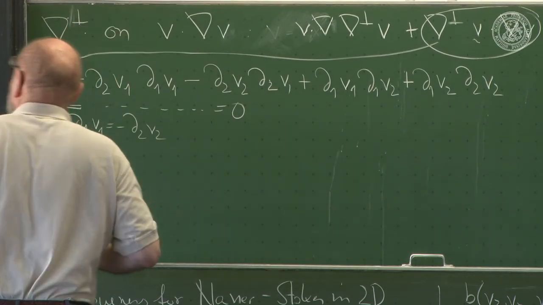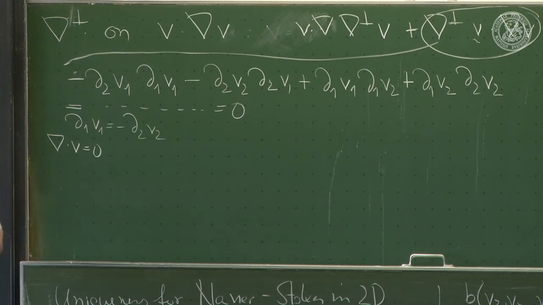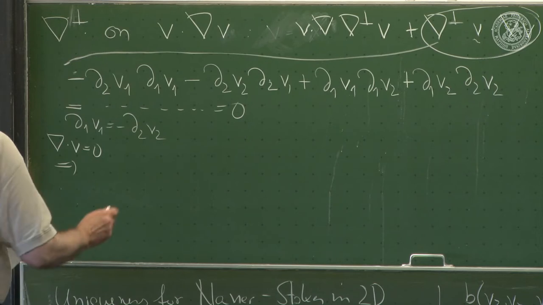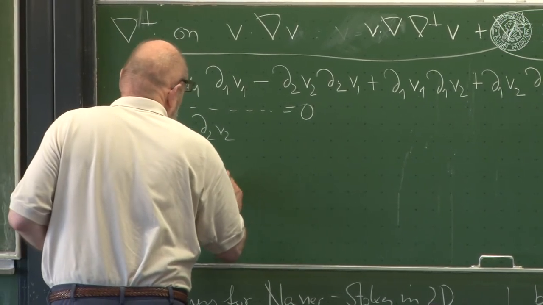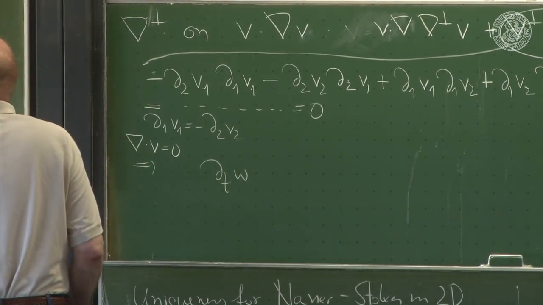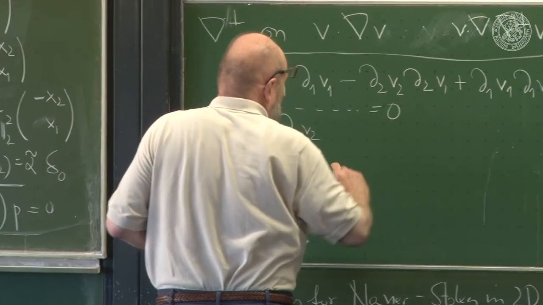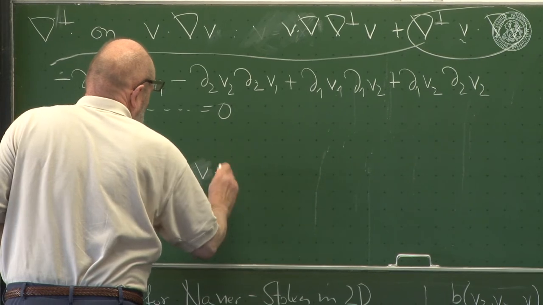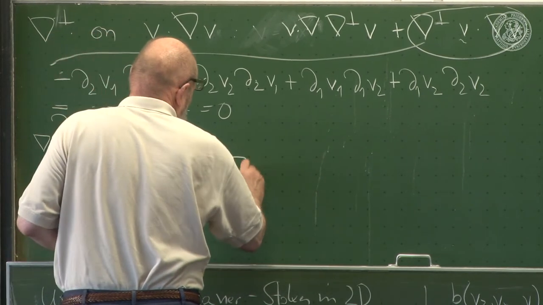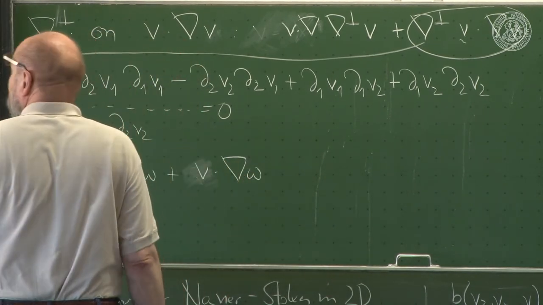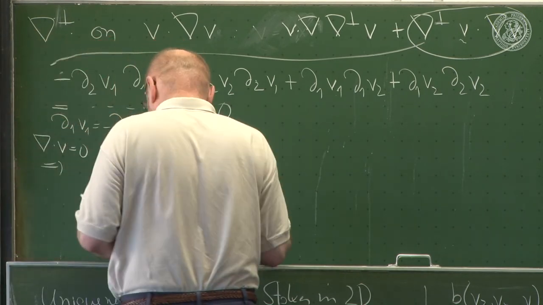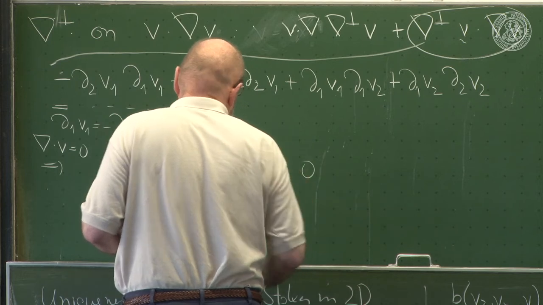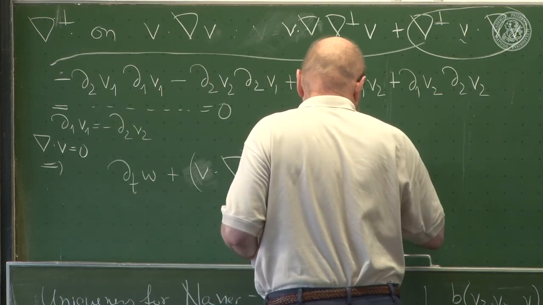That means what we have now in terms of the vorticity is a new equation which reads like the following: time derivative of omega, this term has survived, plus V times the gradient of omega. The P term is gone. That's it. That's the whole equation.